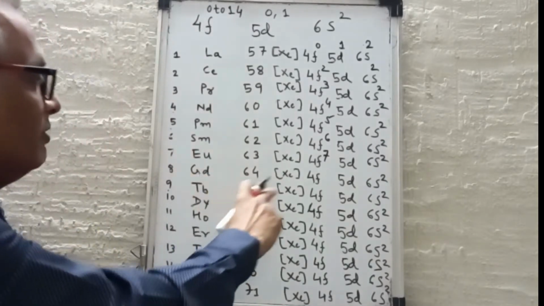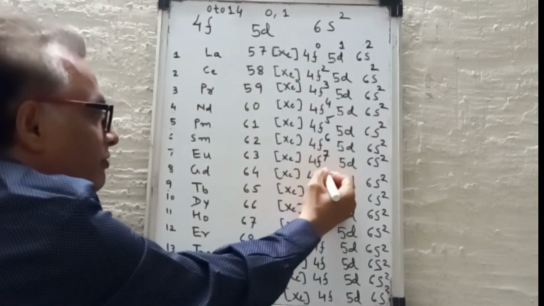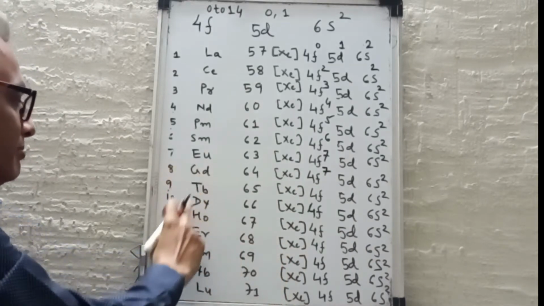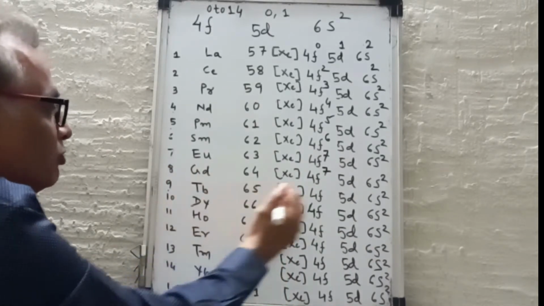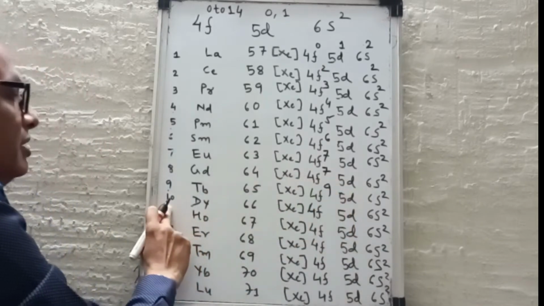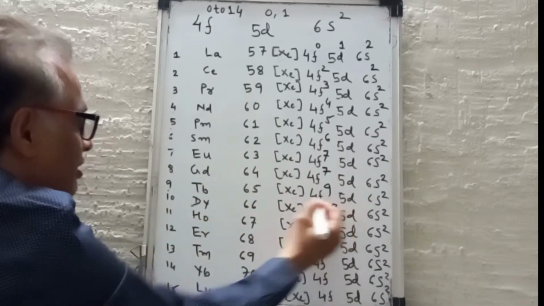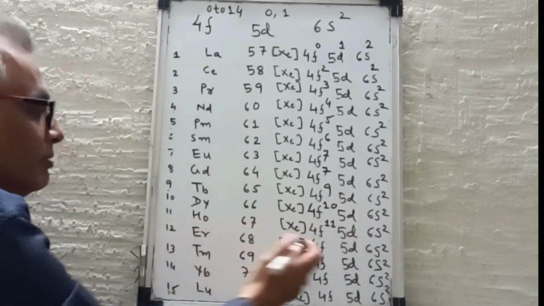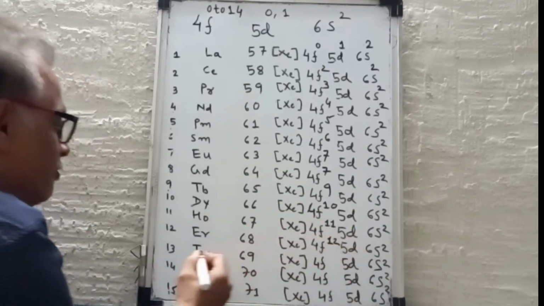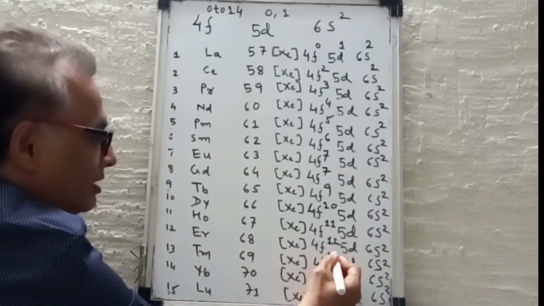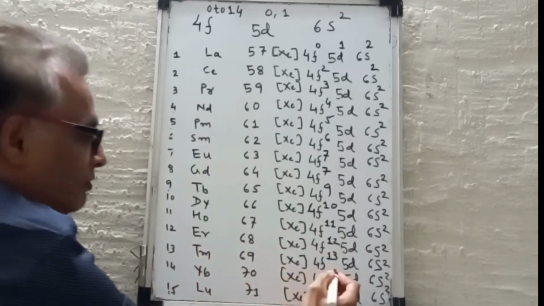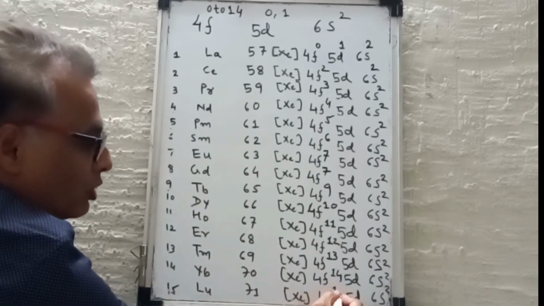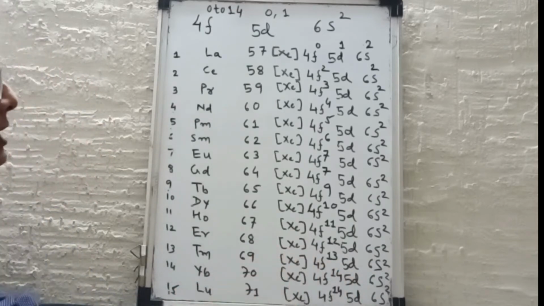Similarly for gadolinium, we would write 8 electrons, but here we will discuss why we are writing 7 in gadolinium. In terbium, we are going to write 9. Here we will write 10. Here we will write 11 for holmium. For erbium, we would write 12. For thulium, we would write 13. For ytterbium, we would write 14. Here again we can write 15, but in order to gain stability, we would write 14.